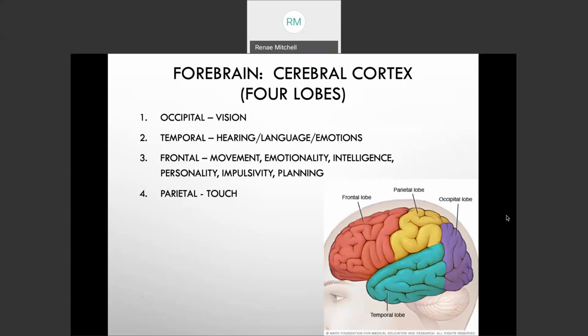And then in between, not quite the front, not quite the back, but at the top of the skull is the parietal lobe. And this is responsible for processing touch. So the sensation of touch all throughout the body is processed there in the parietal lobe.